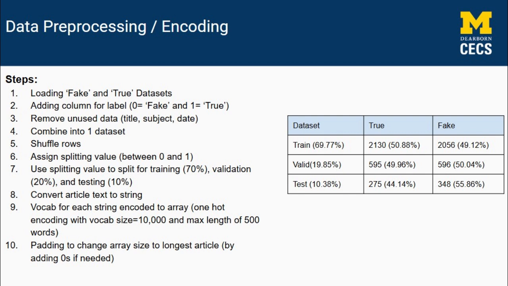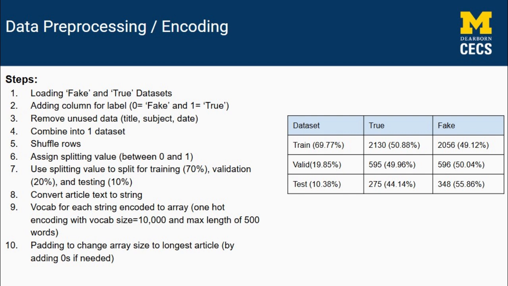In the process of data pre-processing and encoding, there are 10 steps that we have followed. The first one is we load the fake and true data set CSV files. Then we added a column, encoding the label as 0 for fake and 1 for true. Then we remove the unused data for the title, subject, and date. Then we combine the data into one data set. Having those combined data, we shuffle the rows and assign a splitting value between 0 and 1. Once we get the splitting value, we do the split based on 70% for training, 20% for validating, and 10% for testing.